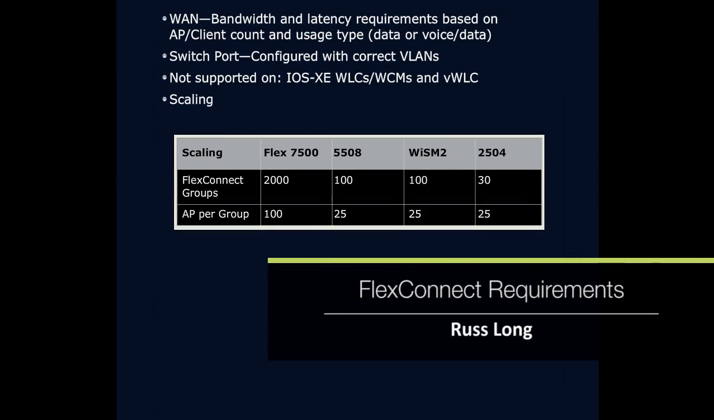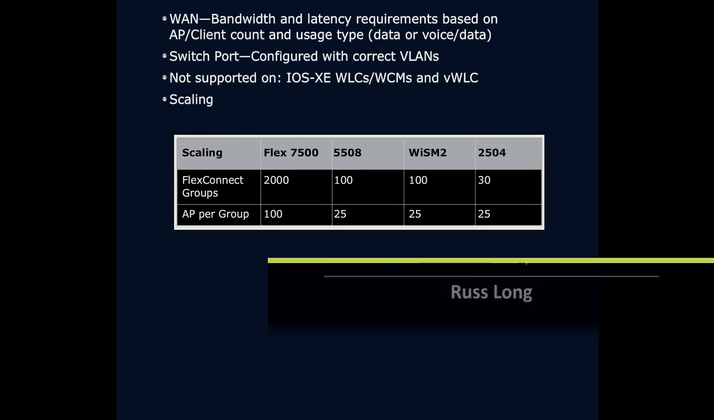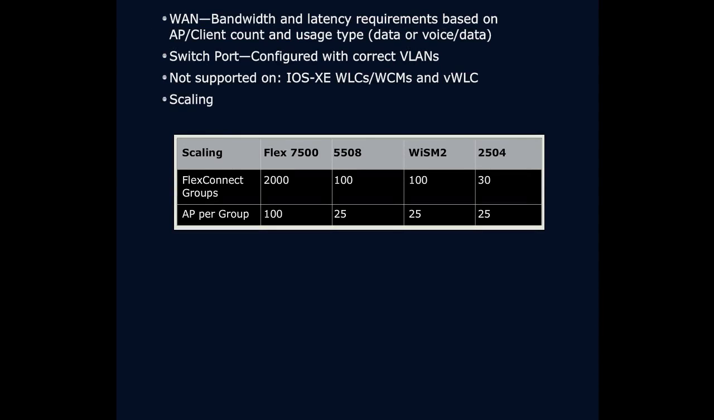All right, so let's talk about some of the limitations and just overall boundaries of a FlexConnect deployment. First off, let's talk about the wide area network. Bandwidth and latency requirements are really based on AP and client count and usage or type, but here are some rough estimates for you. You want at least 24 kilobits per second for your wide area network deployment.